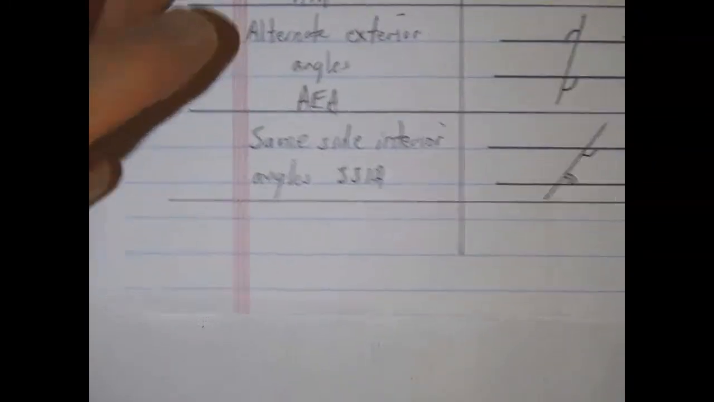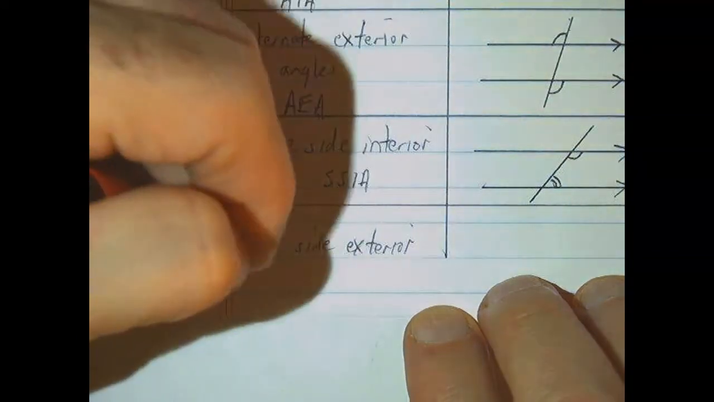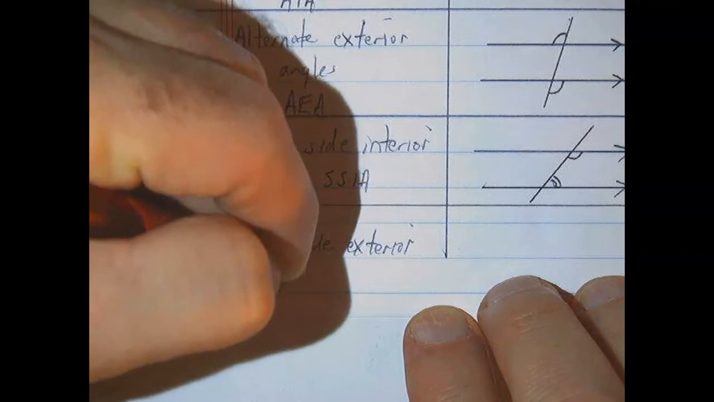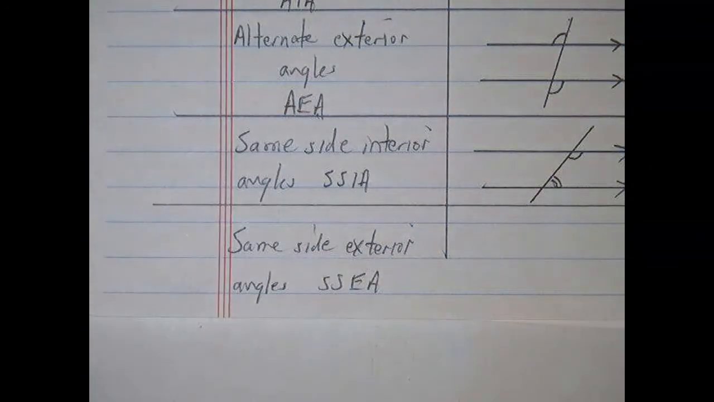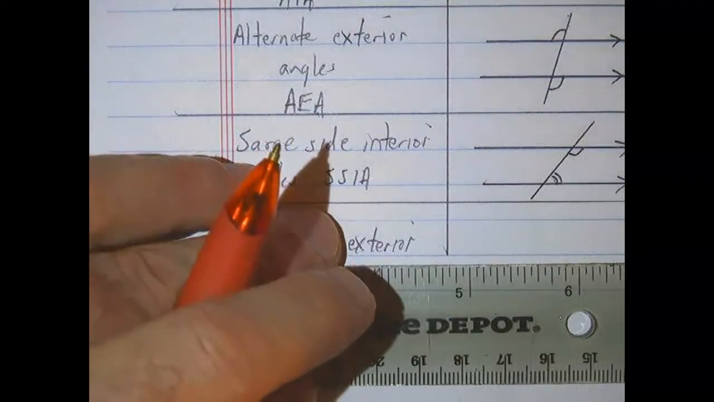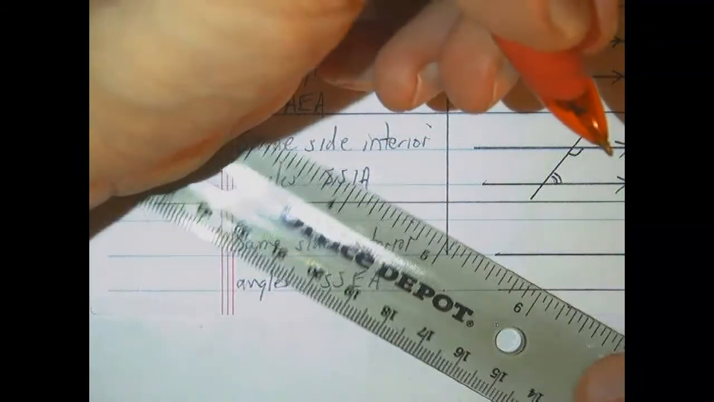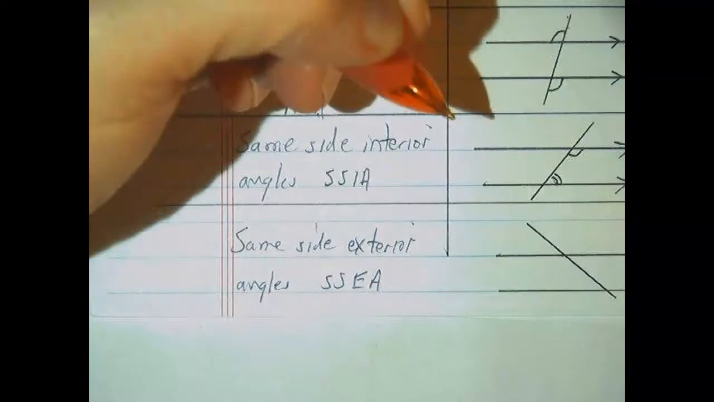And then the last type of angle pair, they're called same side exterior angles, abbreviated SSEA, and you can probably guess where they are. I'll use the bottom two lines, just right at the end of my paper here, but I can still do it. Let's switch it to the other side. And here's a pair of same side exterior angles.